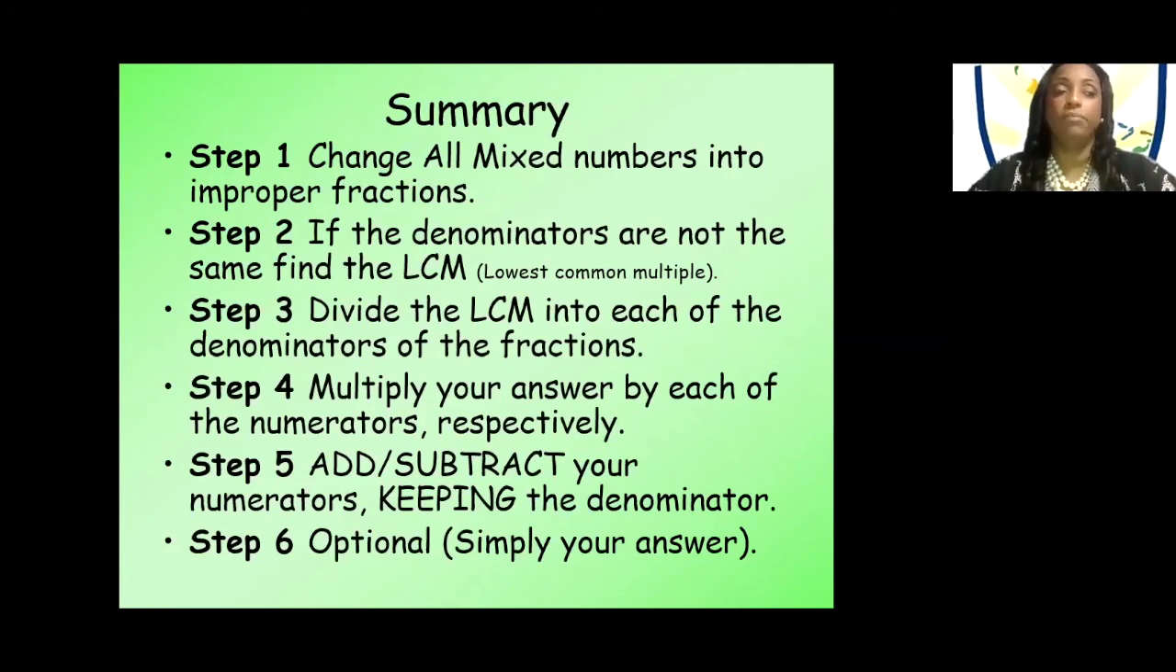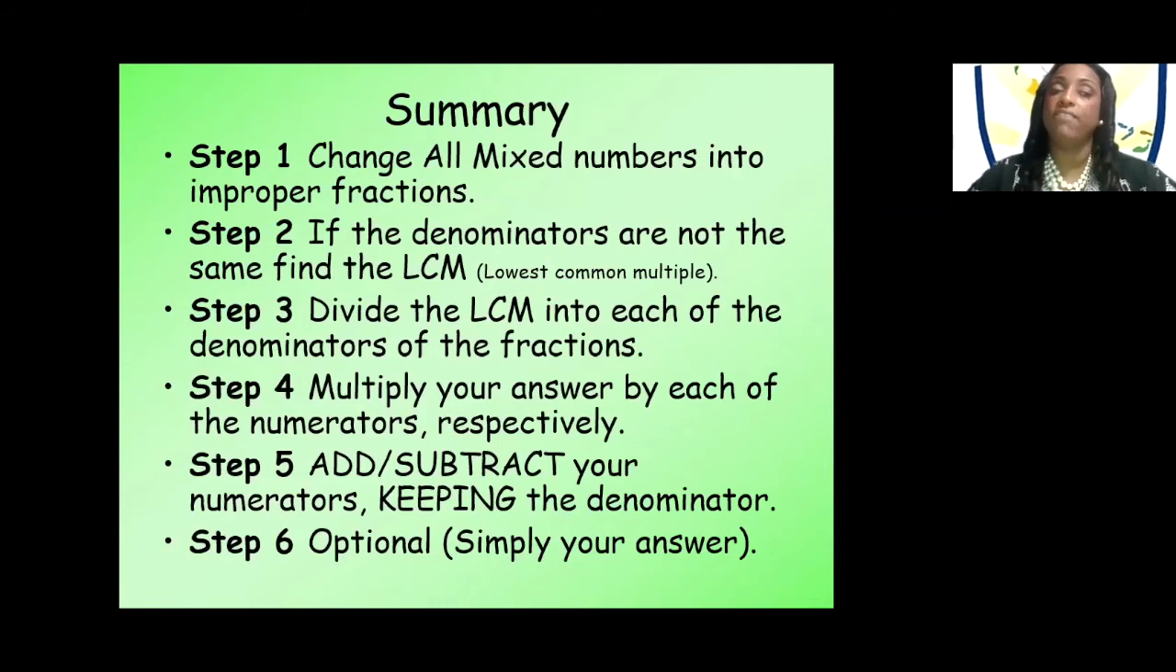So step 1, change all mixed numbers into improper fractions. Okay, so when you have fractions to work on and you have a whole number attached to the fraction, that's a mixed fraction or mixed number, you want to change that to an improper fraction. It makes it that much easier to work on. Step 2, if the denominators are not the same, you want to find the lowest common multiple, or the LCM.